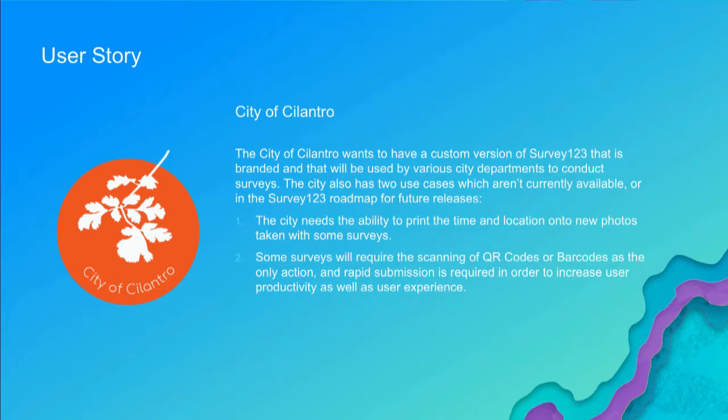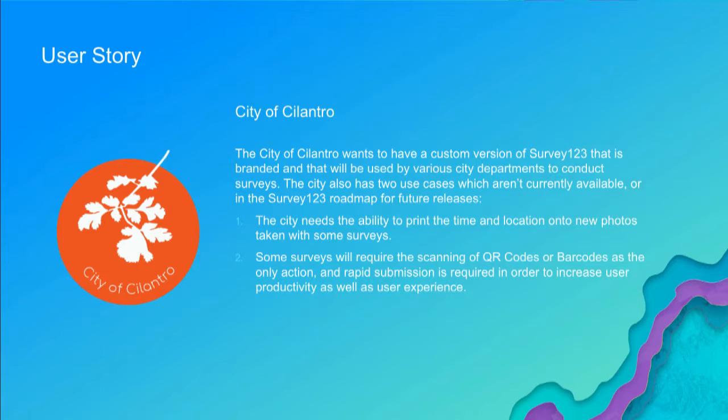For this we've created a user story in which customization of Survey123 makes sense or is needed. As you can see, we have the city of Cilantro, and the city of Cilantro wants to have a custom version of Survey123 that is branded, and that's going to be used by various city departments to conduct surveys. The city also has several use cases which aren't currently available in Survey123, and they're also not in the roadmap for Survey123. For instance, as we saw earlier in another slide, they need the ability to print the time and location onto some photos taken with some surveys.